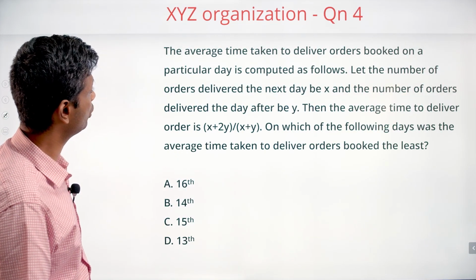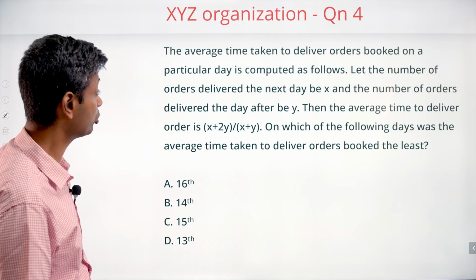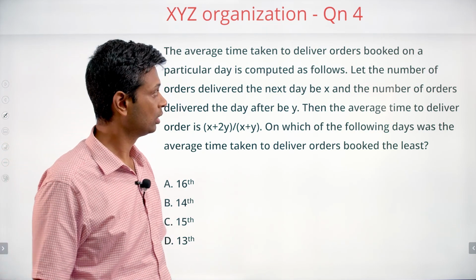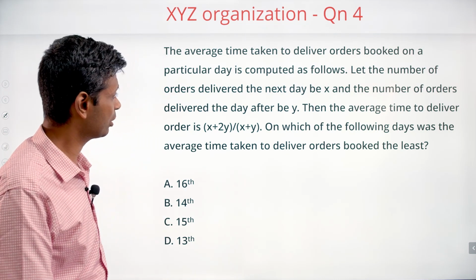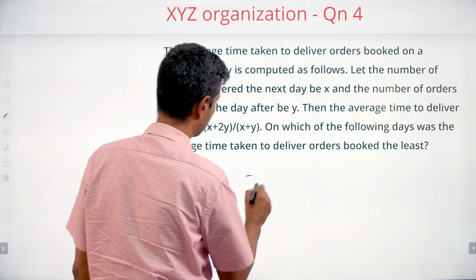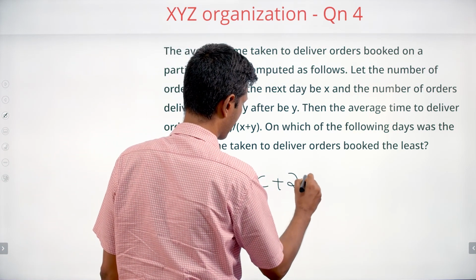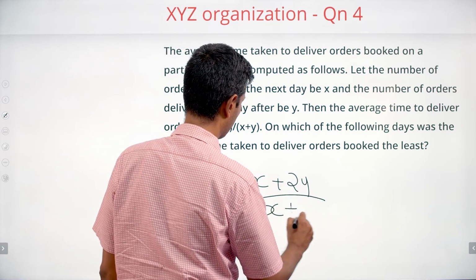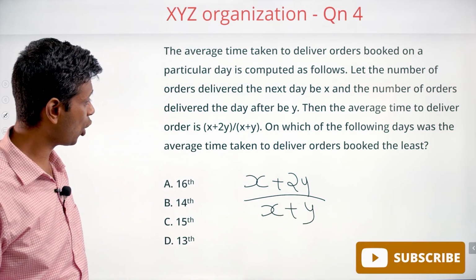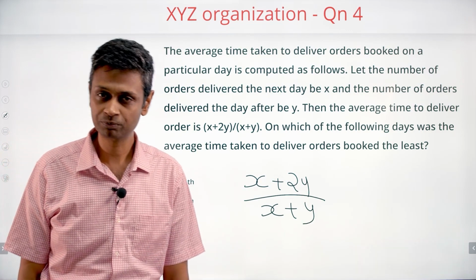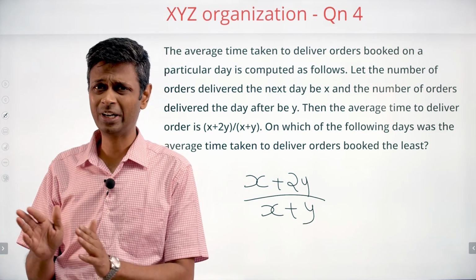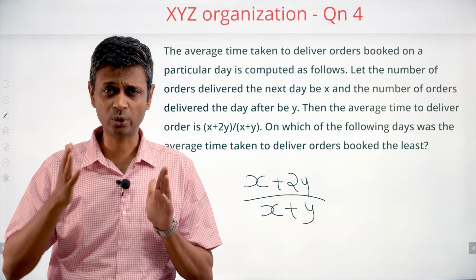The average time taken to deliver orders booked on a particular day is computed as follows. Let the number of orders delivered the next day be X. The number of orders delivered the day after be Y. The average time to deliver orders is X plus 2Y by X plus Y. On which of the following days was the average time taken to deliver orders booked the least? So again, what are we doing here? We're ignoring orders lost.